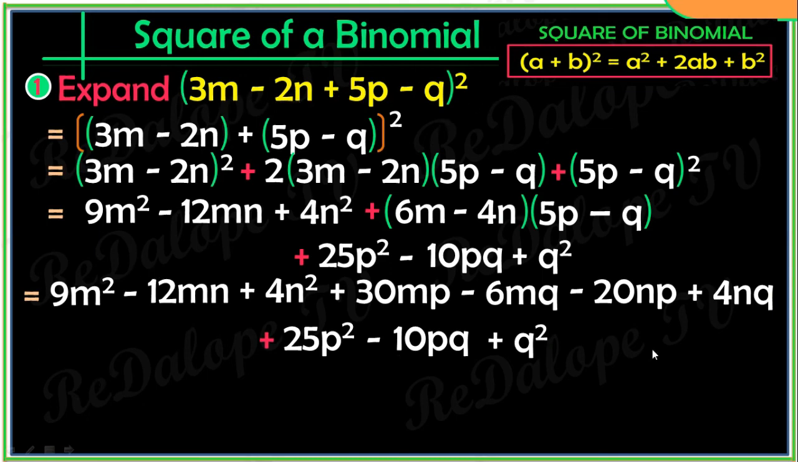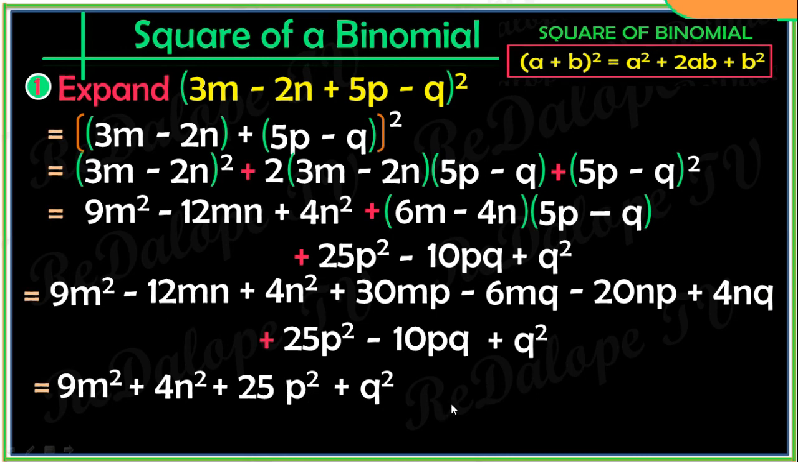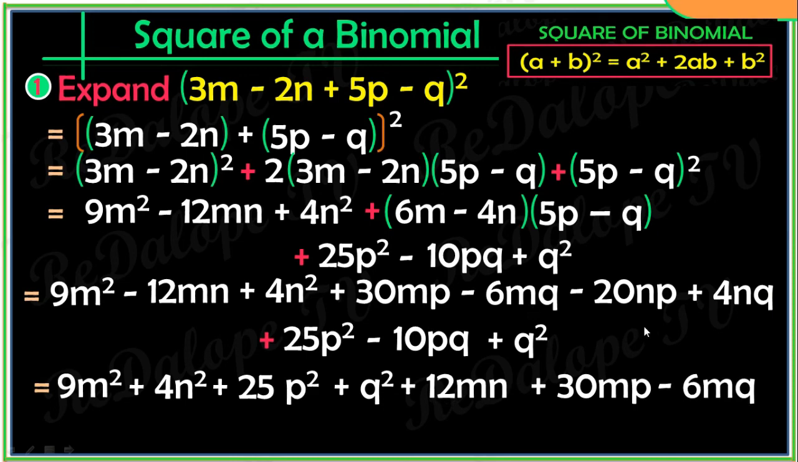But we can also rearrange the final answer as 9m square plus 4n square plus 25p square plus q square minus 12mn plus 30mp minus 6mq minus 20np plus 4nq, and the last term we have the negative 10pq. So that is the final answer.